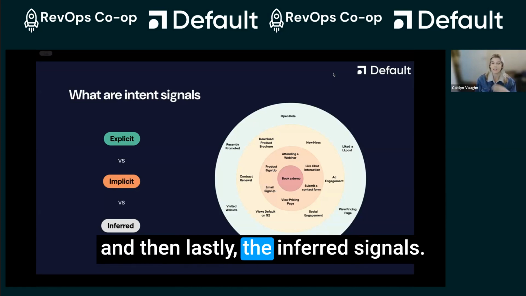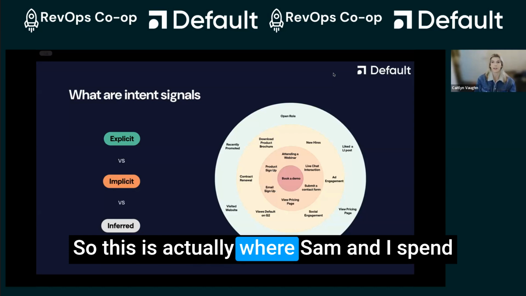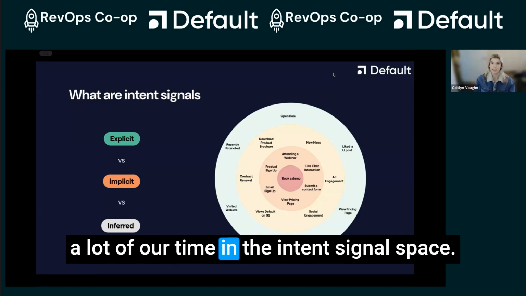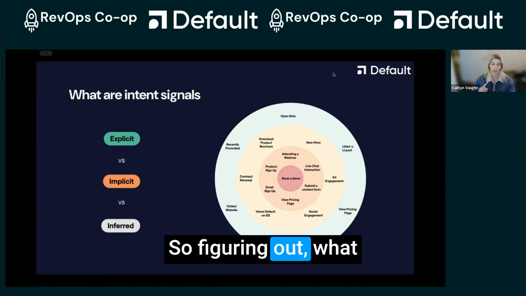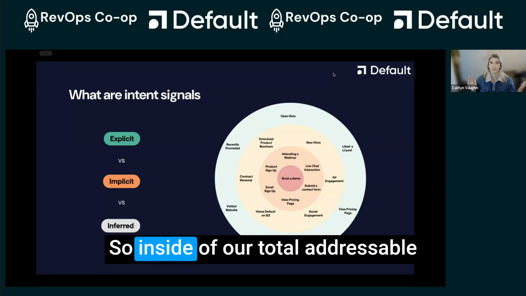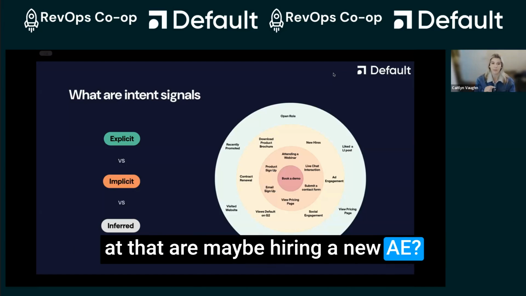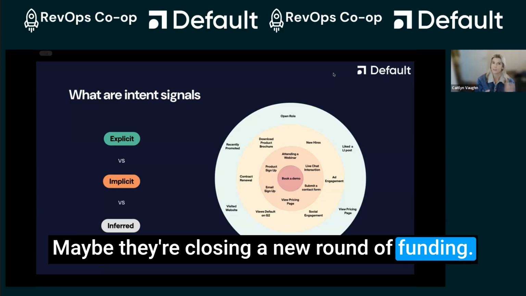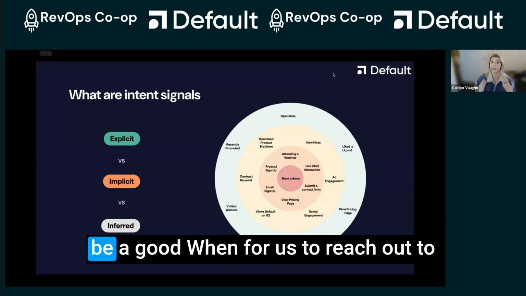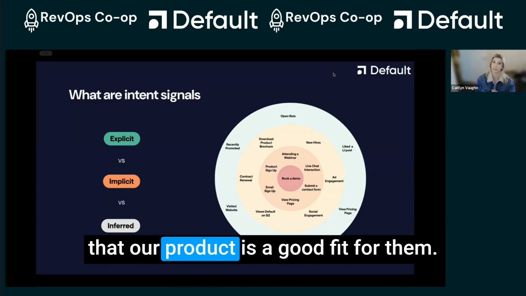And then lastly, the inferred signal. So this is actually where Stan and I spend a lot of our time in the intent signal space. So figuring out what companies are growing, right? Inside of our total addressable market, what companies are we looking at that are maybe hiring a new AE? Maybe they're closing a new round of funding. Those are all signals to us that it would be a good win for us to reach out to this company because we already know that our product is a good fit for them.